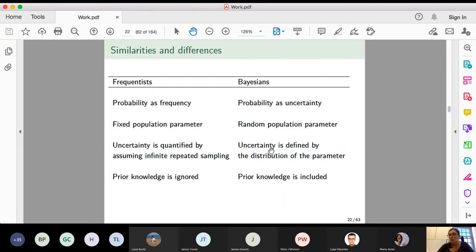And this is what we are going to discuss after the break. In the frequentist approach, the prior knowledge that we have is not taken into account in the current study, and it will be included in the statistical model under the Bayesian approach.